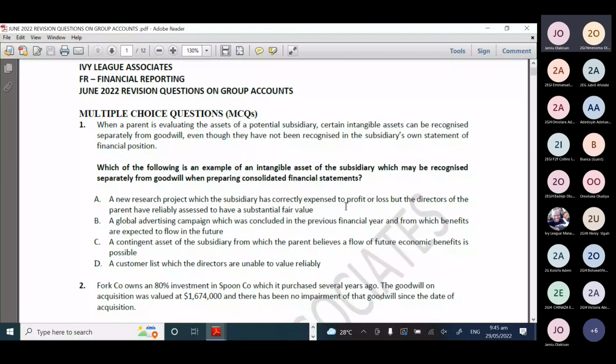So, sir, if you say D, okay, I'm listening. No, I was saying, if it cannot be measured reliably by the acquisition date, but by reporting date, we won't include it. I'm talking of acquisition date, which is what you saw there, right? You cannot replace that with any other date.